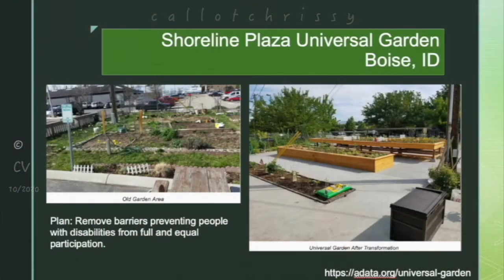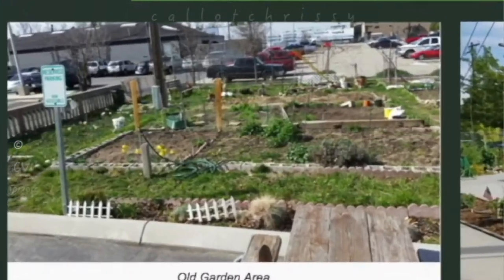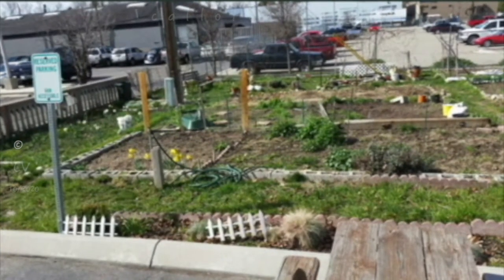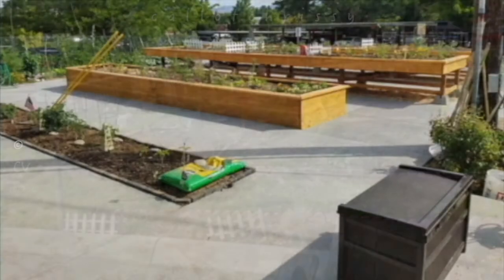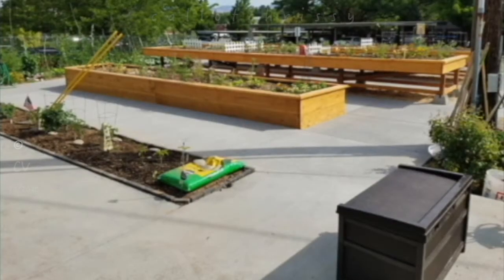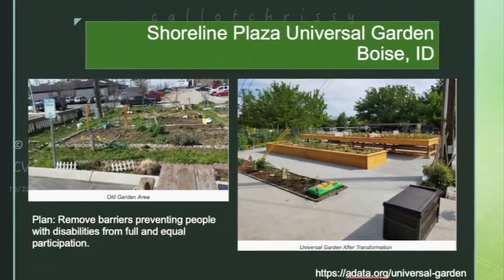This is the Shoreline Plaza Universal Garden in Boise, Idaho. The plan was to remove the barriers that were preventing people from participating in this garden space. On the left you can see the old garden area. It wasn't very accessible, everything was down on the ground, only a few people could use this garden. But the design on the right makes the garden much more accessible and usable for anyone.